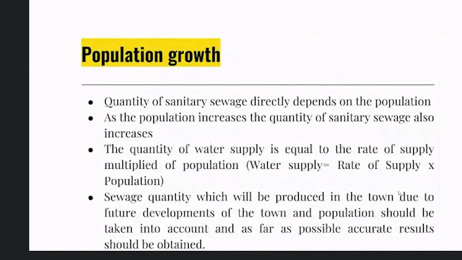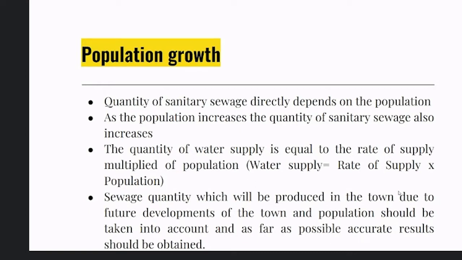For the population growth, the quantity of sanitary sewage directly depends on the population. As the population increases, the quantity of sanitary sewage also increases. The quantity of water supply is equal to the rate of supply multiplied by the population. Then last, sewage quantity which will be produced in the town due to future developments of the town and population should be taken into account, and as far as possible, accurate results should be obtained.